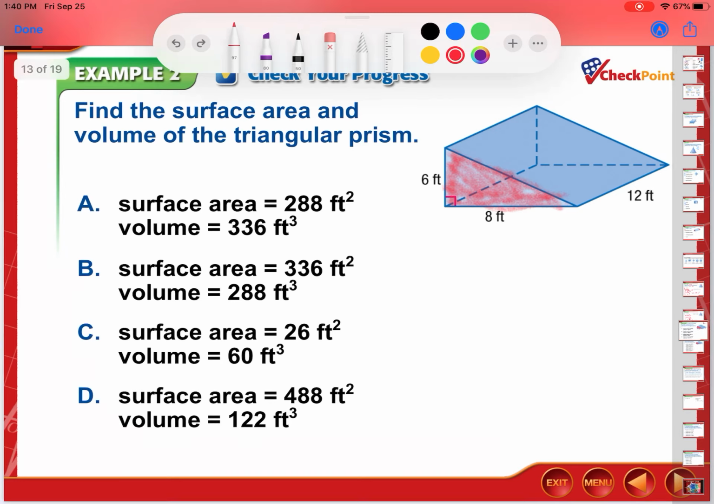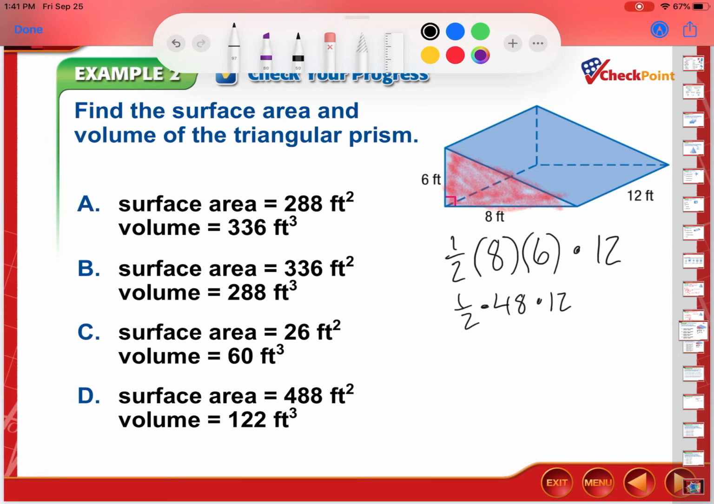No, we don't need the colored pencil feature. We need one of these bad boys. So 1/2 base, which is 8, times height, which is 6, times 12. So 8 times 6 is going to be 48. 48 times 12 times 1/2. So I'm going to say half of 48 is 24. So 24 times 12.